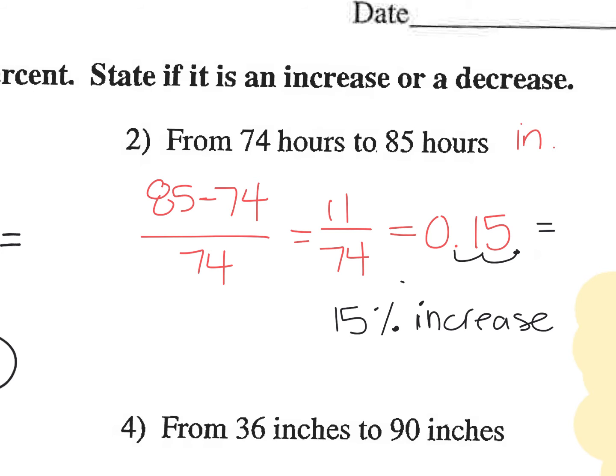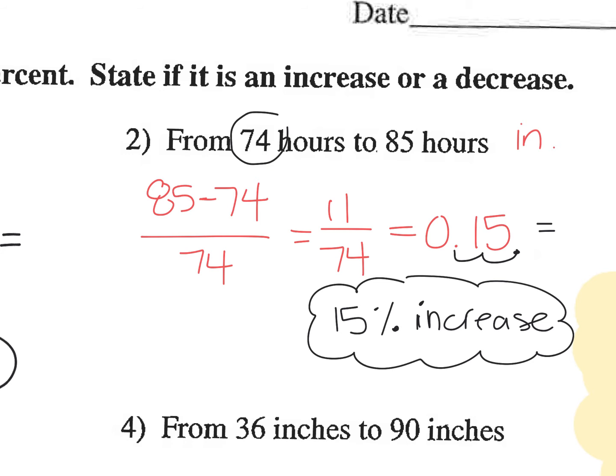So it's a 15% increase, which means that I take whatever 15% of 74 is, which is 11, that it's increasing by that much. So it's not increasing by 11. Well, it is increasing by 11, but in this case, when we're talking about a percent of increase, it's increasing 15%.